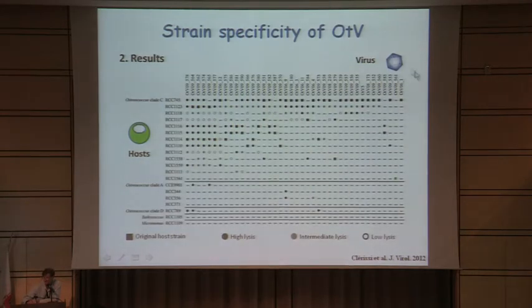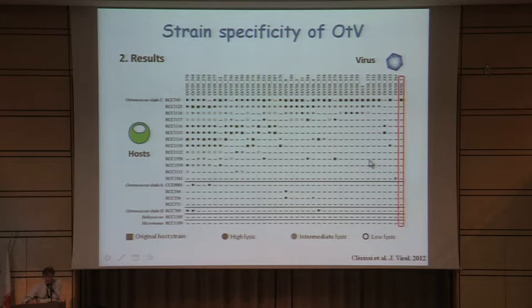So we got this table with the 40 viruses that we isolated, and here the 13 different strains of the same species, Ostreococcus tauri. We added some strains belonging to closely related species of Ostreococcus, and we also added the two genera, Bathycoccus and Micromonas, to test the specificity.